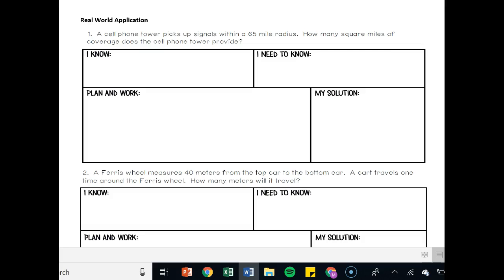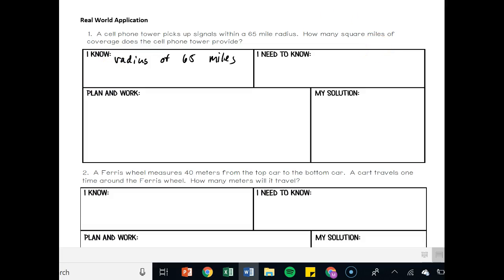It says a cell phone tower picks up signals within a 65-mile radius. When they're talking about radius, they know you got like a tower here with a circle of 65 miles. All right, so with a radius of 65. So what do I know? I've got a radius of 65 miles. How many square miles coverage does the cell phone tower provide?